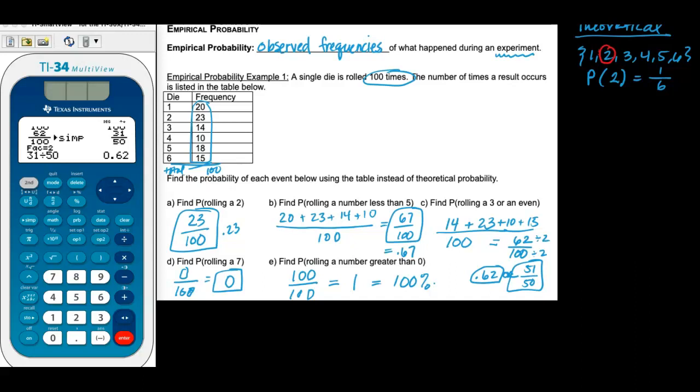Okay, so next we're going to talk about the law of large numbers.